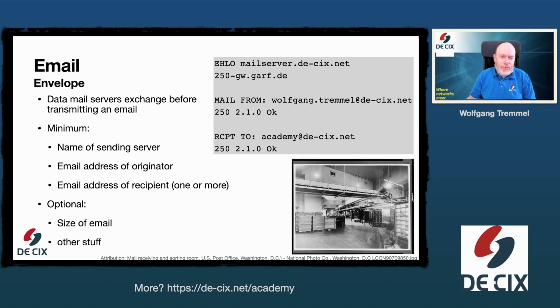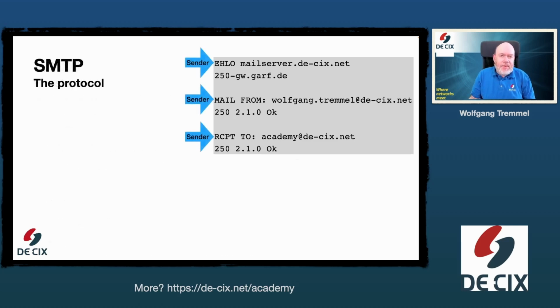A few other things, well, I call that simply other stuff. Just have a look at the RFCs. It's not really important. Important are the three mentioned here: sender, originator, and recipient. And this information is exchanged using SMTP.